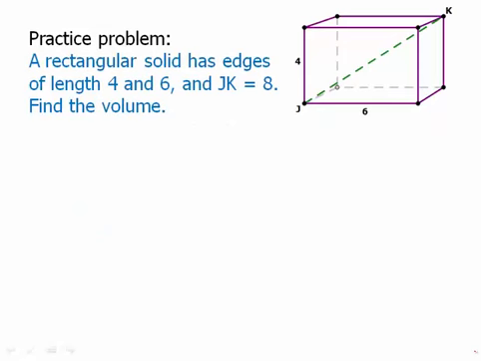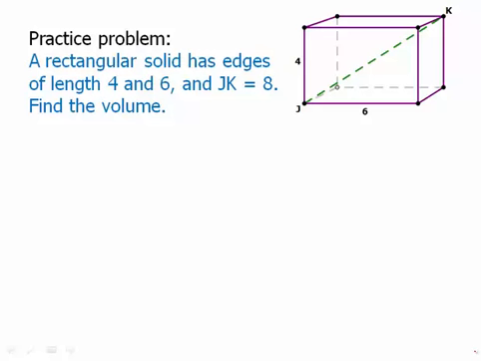Here's a practice problem. Pause the video and then we'll talk about this. Okay, so we're given 2 of the 3 edge lengths. We have the 4 and the 6. We don't know the length from front to back. We're missing an edge length there. But we are given the length of the space diagonal, JK. And we need to find the volume.